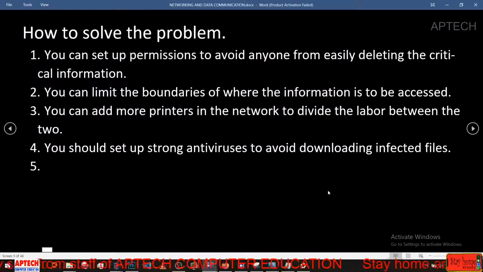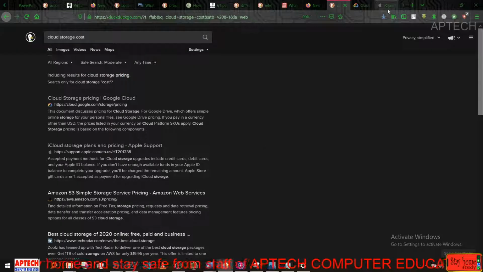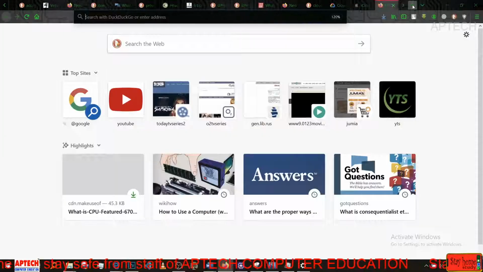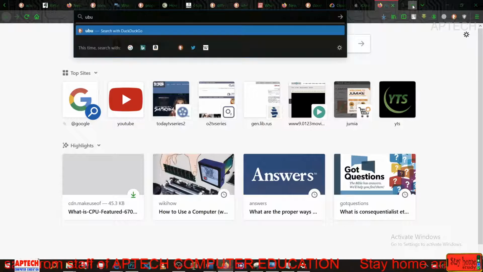Make sure you try out these different things. Next, you can limit the boundaries where your information can be accessed. One way of protecting yourself is, let's say you have a computer. There's a new version of Linux which recently came out. It's called Ubuntu. I recently downloaded it.